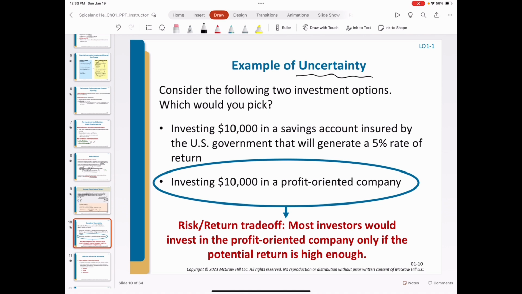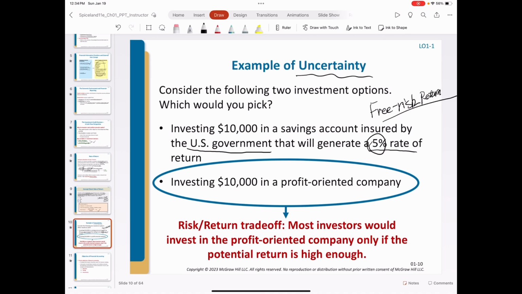But there are some special investments we consider risk-free or zero uncertainty. That's the security issued by the U.S. government. For example, if you invest $10,000 and the return is 5%, and this investment is insured by the U.S. government, that means your principal and your interest are guaranteed. So this 5% rate of return is considered the risk-free return.